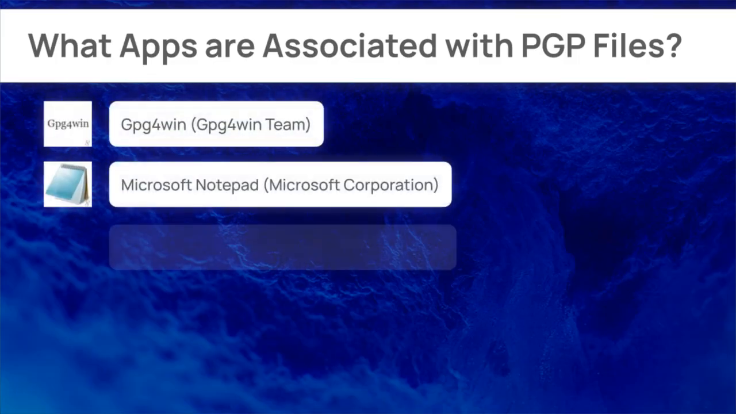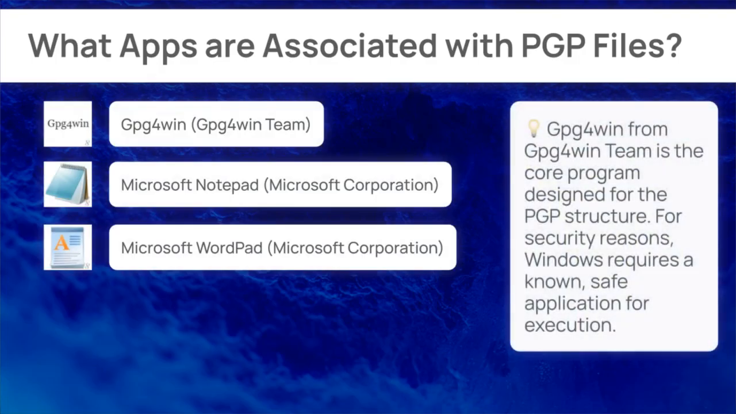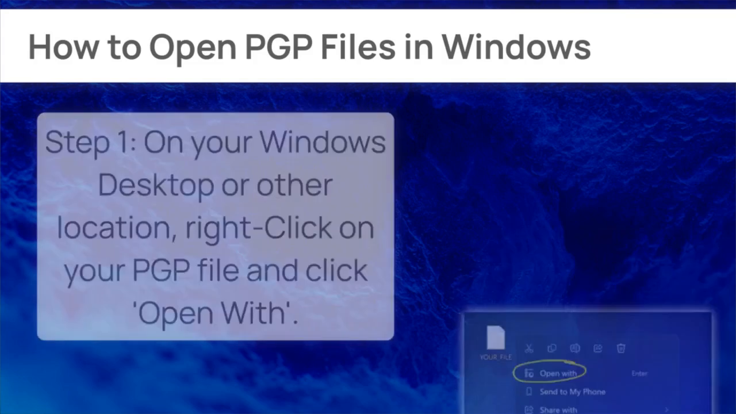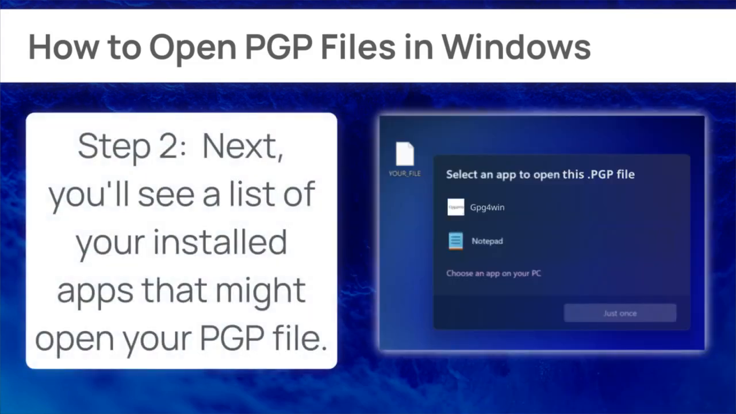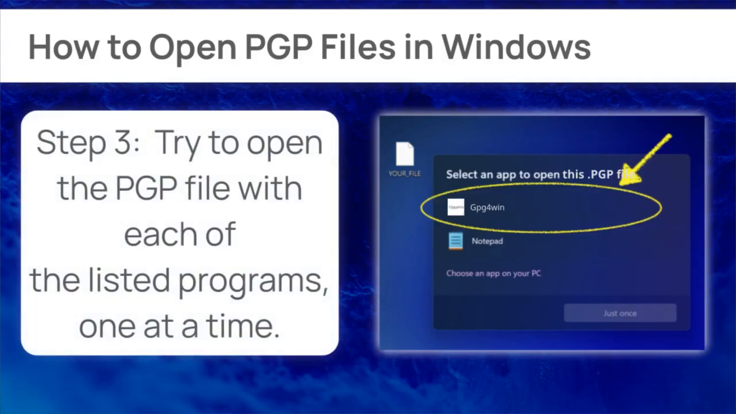Gpg4win, engineered by the Gpg4win team, is the application of choice for PGP. For security reasons, Windows requires a known, safe application for execution. Windows cannot decipher encrypted formats, so unlocking them depends on dedicated tools. To resolve the incompatible file format error, right-click the PGP file and choose Open With. Prioritize Gpg4win if available. If absent, choose another application.